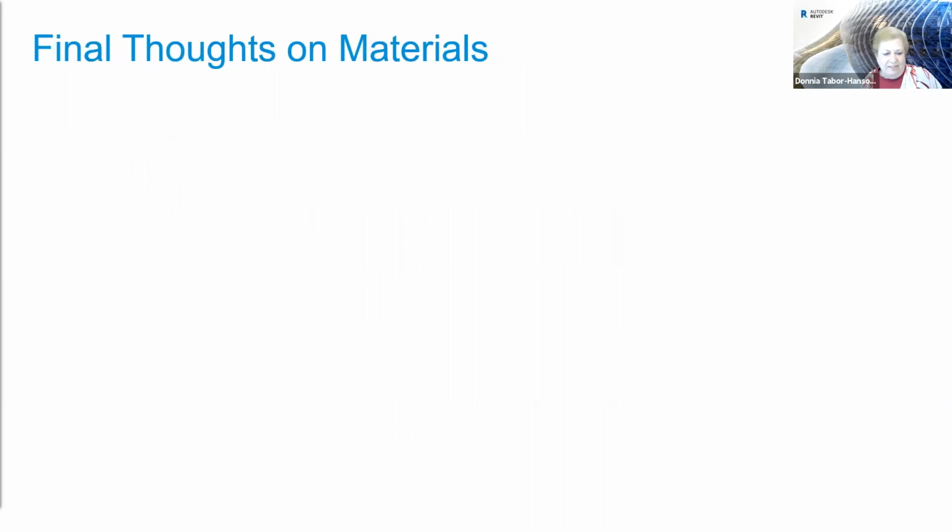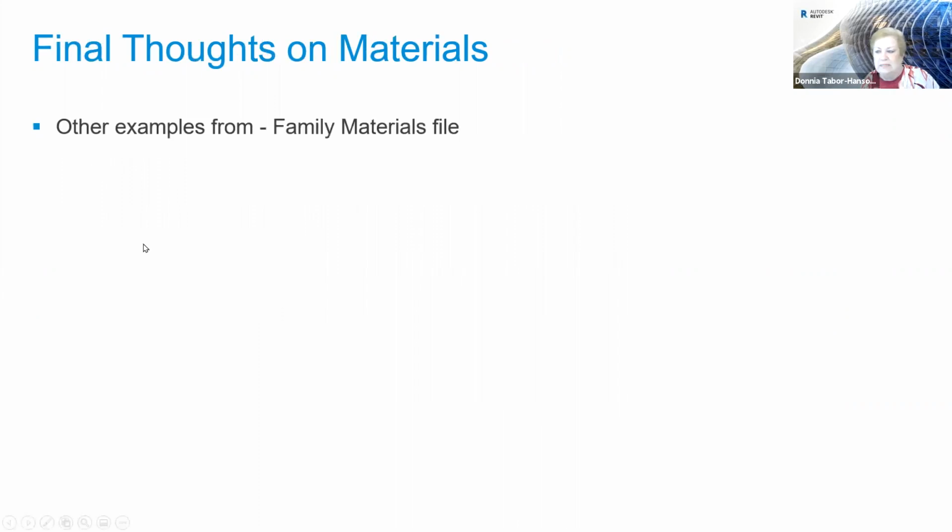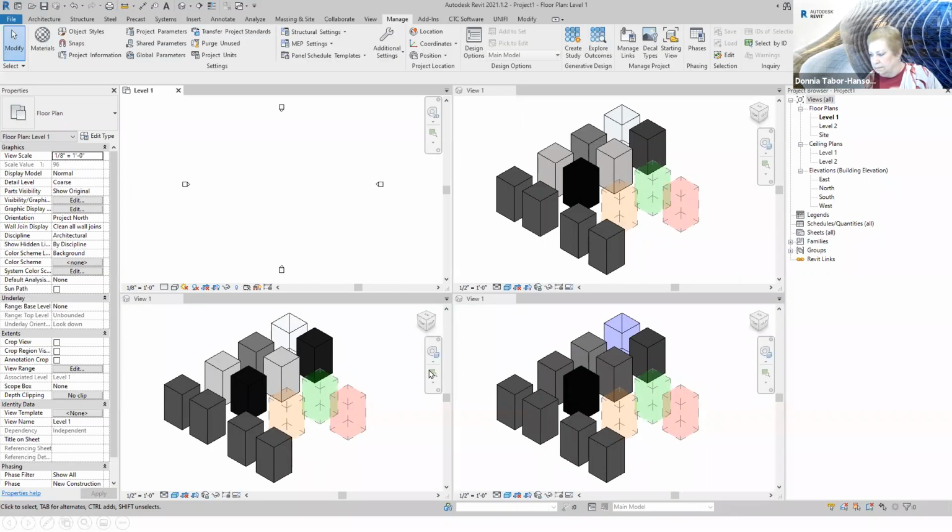Okay. Some final thoughts on material. I'm going to look at some examples from my family materials file that we do. And we're going to talk about, you ever notice the subcategories idea that you have when you build a family and you put materials on? We're talking about the subcategories. So let's go look at my materials and how they've evolved.